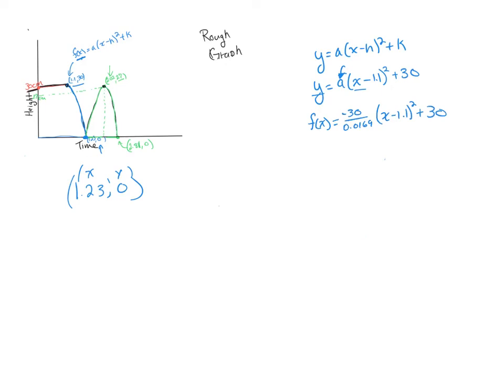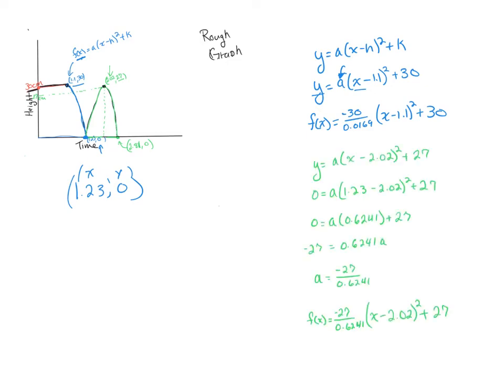Okay, and I'm just going to work out this equation really quick, and I'll show my steps, but it's going to save time if I just do it first and then explain. Okay, so here's how I did it. I started off with the vertex form, and I plugged in my vertex.